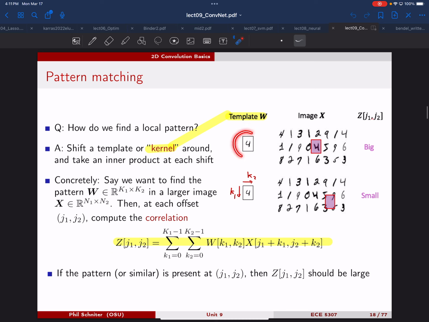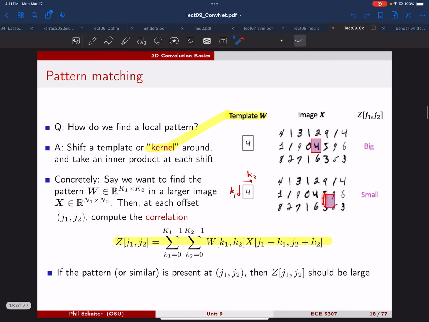The idea is that when that kernel or template is on top of something with a similar shape, you're going to get a big output. But if you move that template so it's sitting over an input with very little brightness, you're going to get a small output. So by moving that template all through this image, you construct a new image with brighter values where there are things like that template. That's the idea behind convolution.